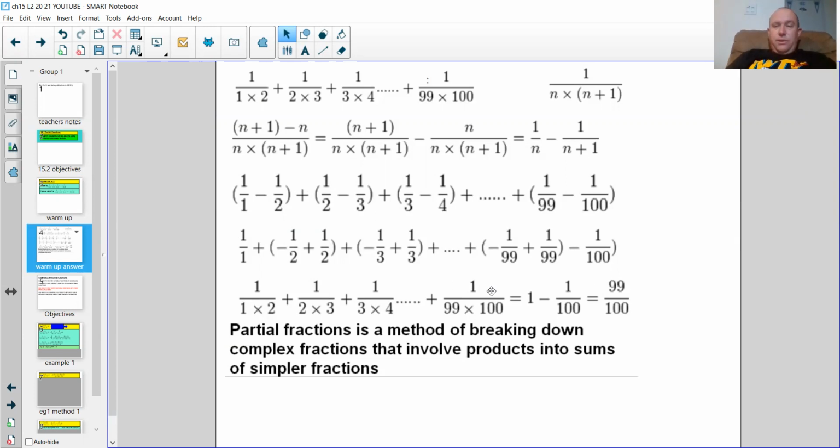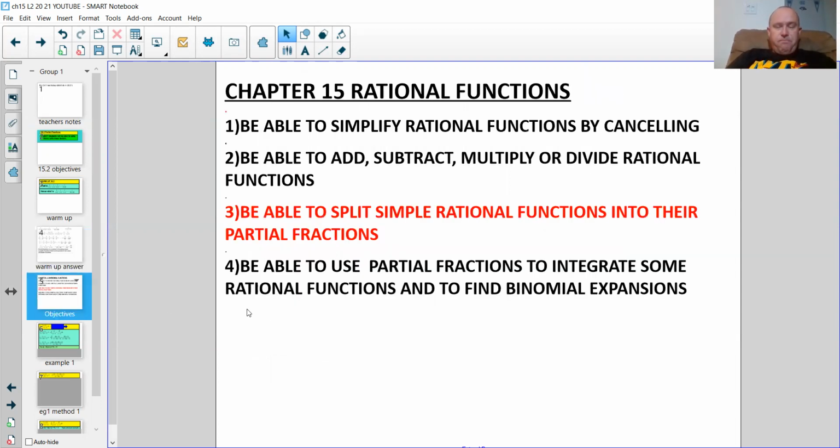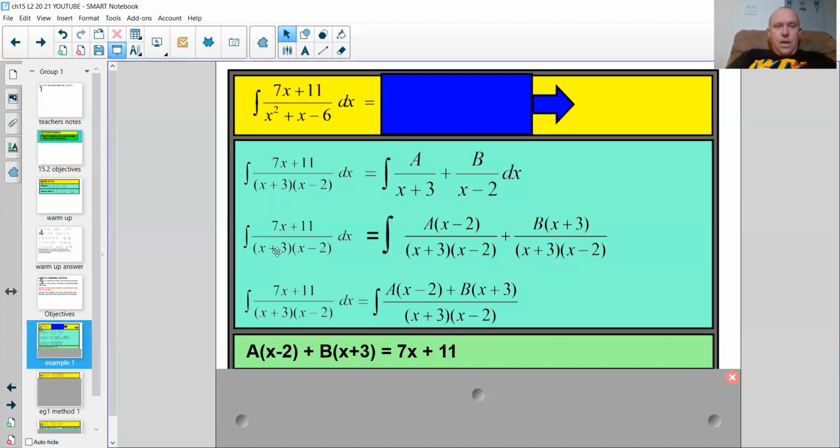Specifically for calculus, we want to do this because integrating or differentiating something that is a complicated fraction might be really difficult. If we can split it into smaller fractions, then hopefully individually they should be easier to work out. So specifically in this lesson, we're going to be looking at splitting rational functions into their partial fractions, but for this lesson only ones that have linear factors as part of their denominator. So this is an example of one of those questions.